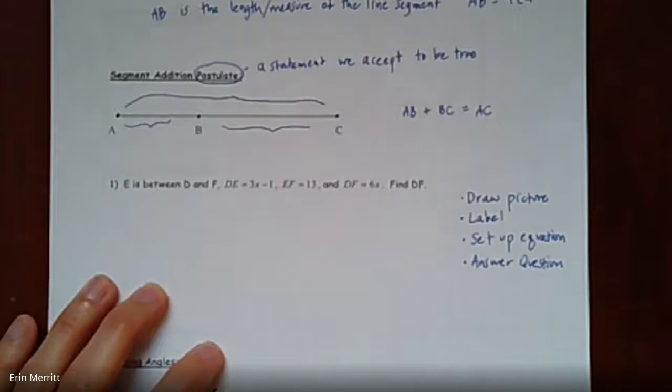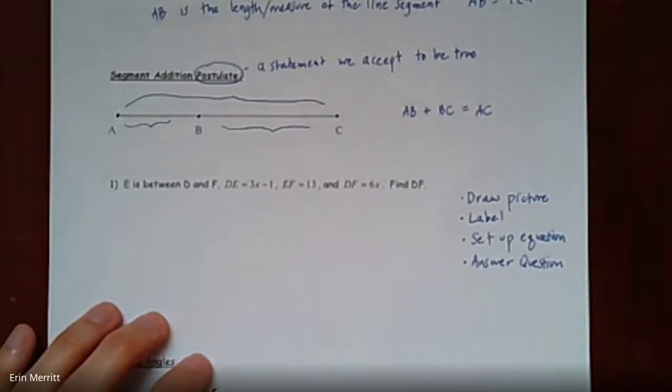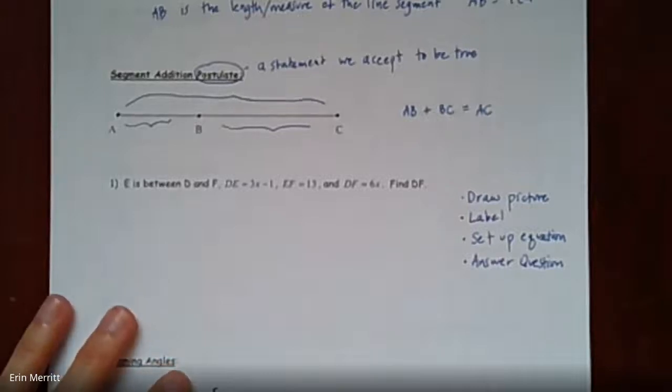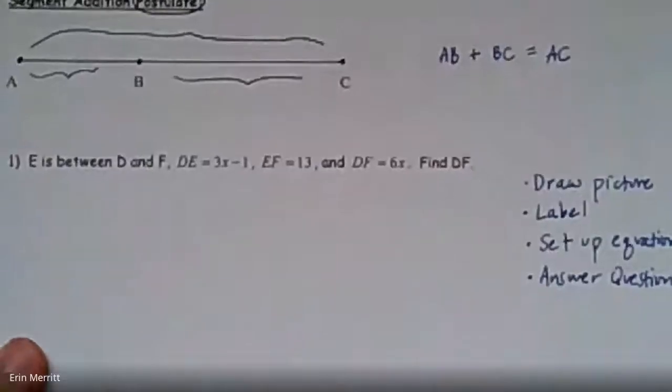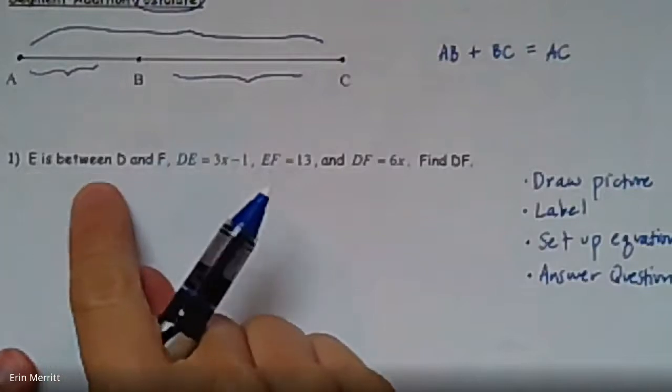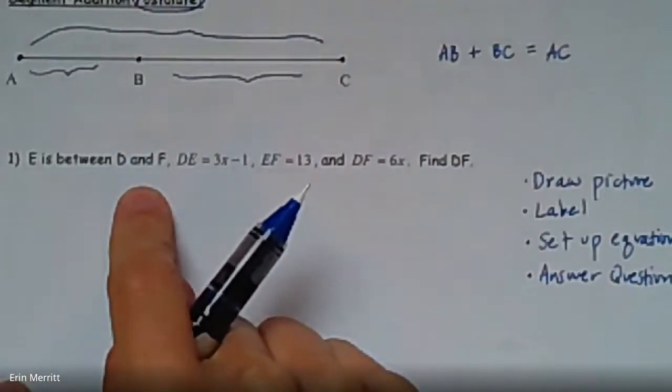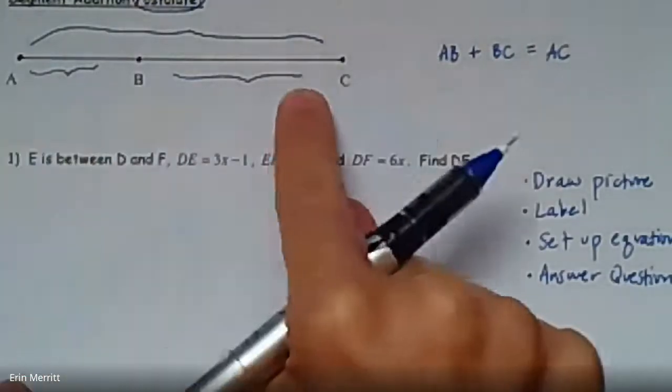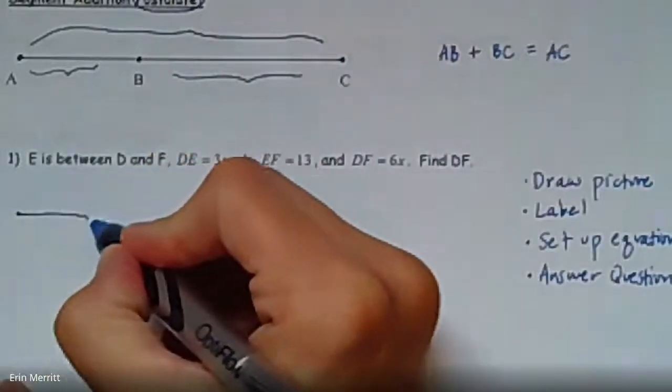All right, so when it says E is between D and F, DE is 3x minus 1, EF is 13, and DF is 6x. Find DF. Without having a diagram, it's a little confusing. So you really want to read it first and then figure out, okay, how do I draw this? When we say E is between D and F, they're implying it's between D and F on a segment. So just like this. Draw yourself a segment.